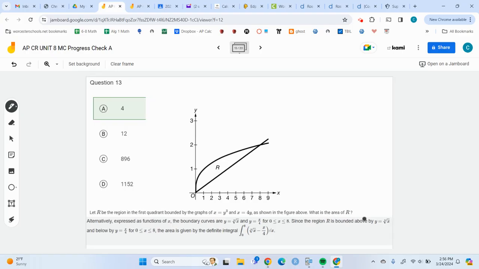Okay, next one. Let R be the region in the first quadrant bounded by this graph here and this graph here. So in this one, they do give us a figure as shown above.